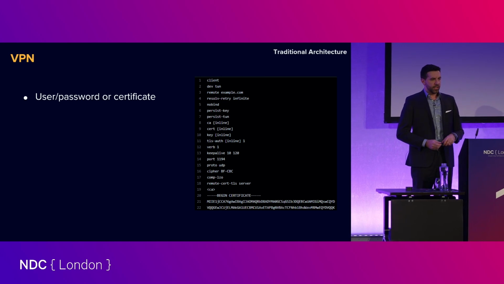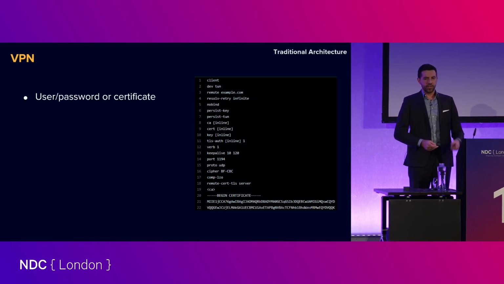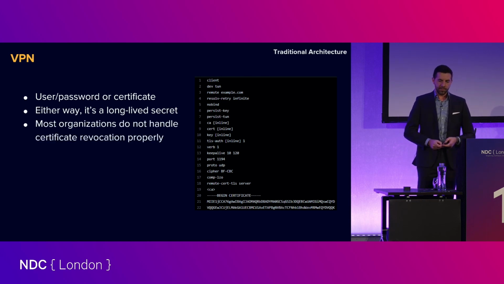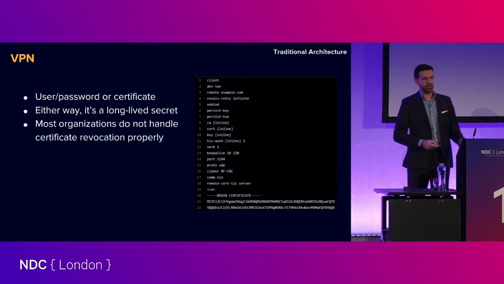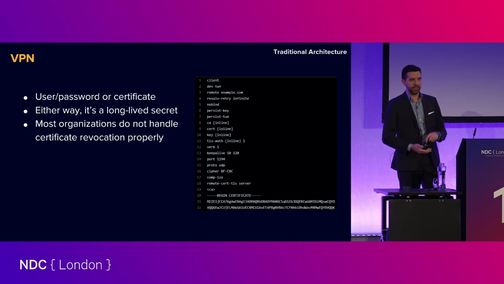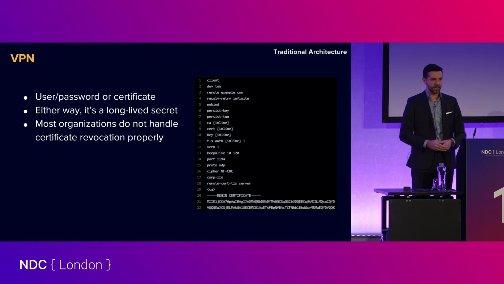We also usually have a VPN. And this most commonly uses a username and password or a certificate to log in. Either way, that's a long-lived secret, right? Because password certificates we talked about, they're not commonly rotated and they can be breached. And most organizations don't actually handle certificate revocation properly because it's relatively complex to set up when you're working with many different systems that might use these certificates and you need to track this revocation across different applications.